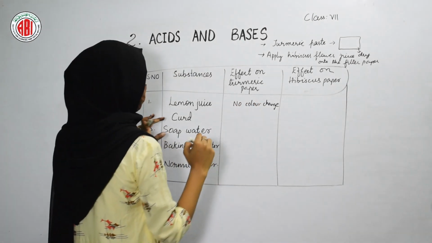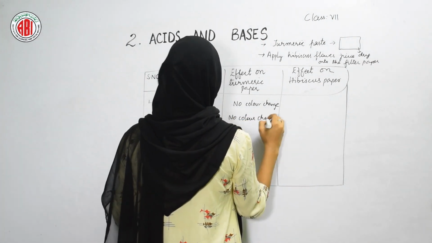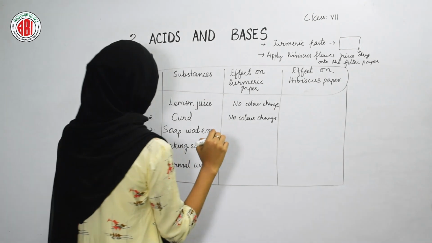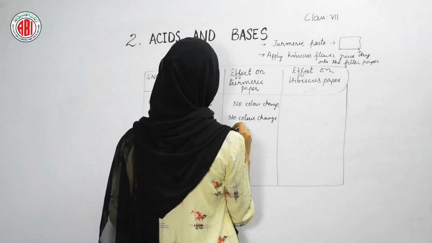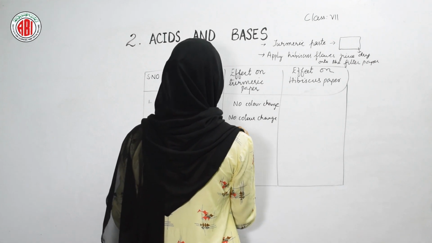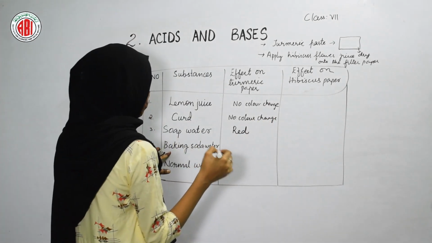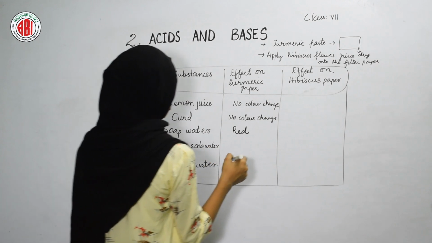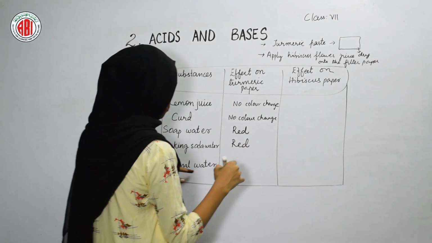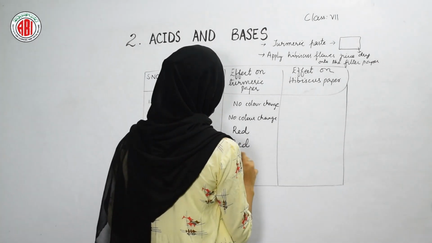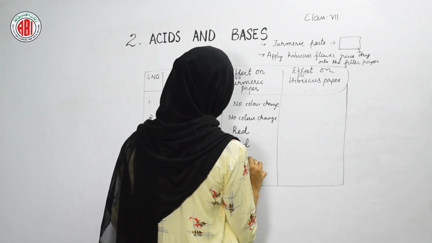And when we put curd on this turmeric paper, again the color will not change. But when we put some drops of soap water onto this turmeric paper, the yellow color of the turmeric turns into red color. It changes into red. And similarly with the baking soda water also, it changes into red, and with the normal water it remains yellow. So here also no color change takes place.